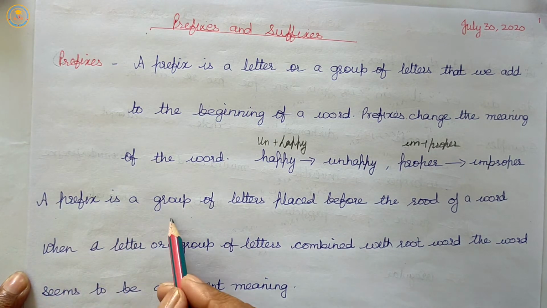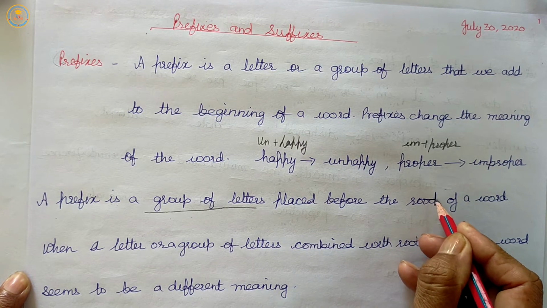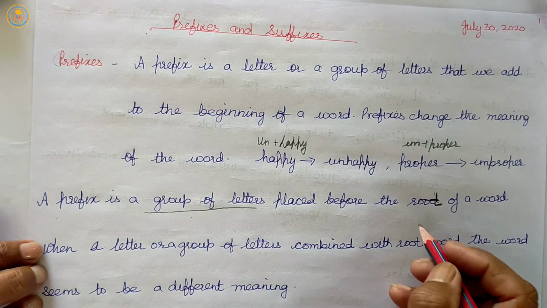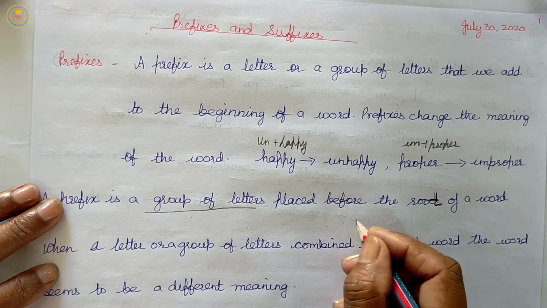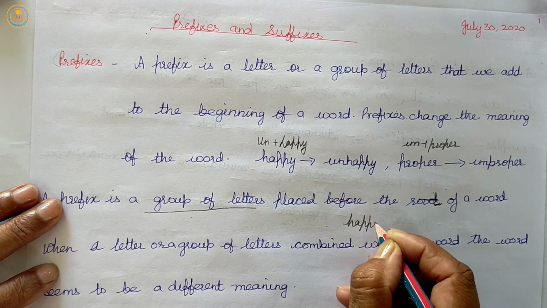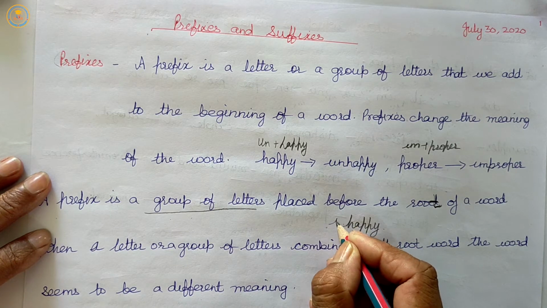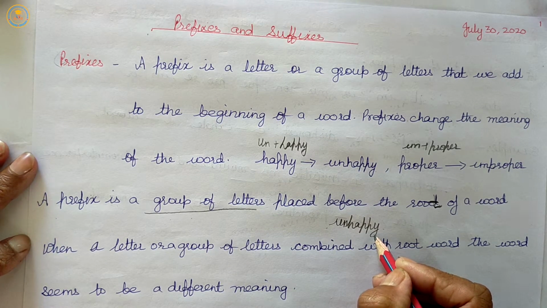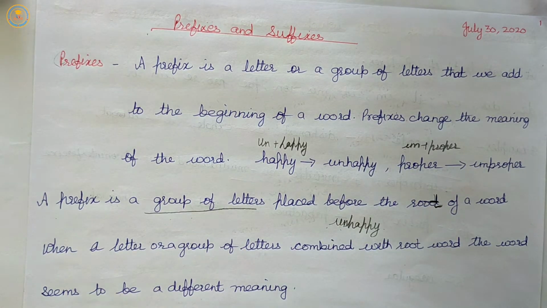So, a prefix is a group of letters placed before the root of a word. Suppose we write here happy. Suppose this is a root word, and whenever we add a letter or a group of letters in front of the word, at the beginning of the root word, then it will become a word with a prefix, un. So here a prefix is a group of letters placed before the root of a word.